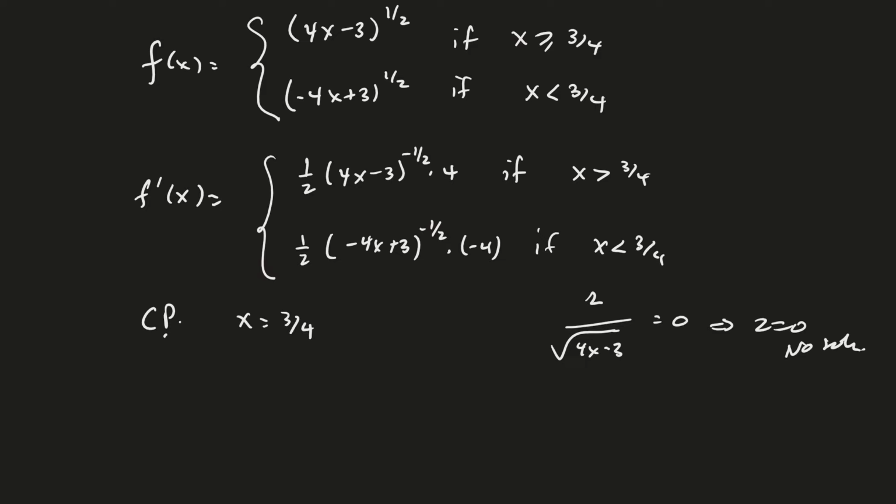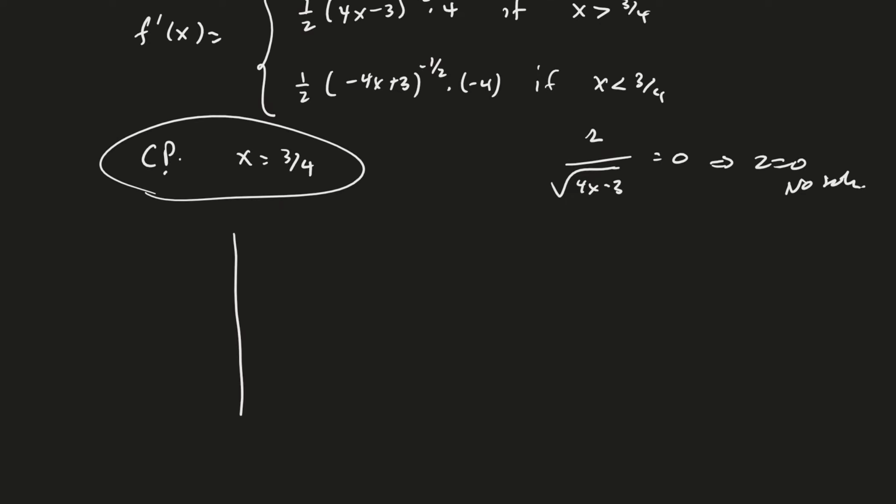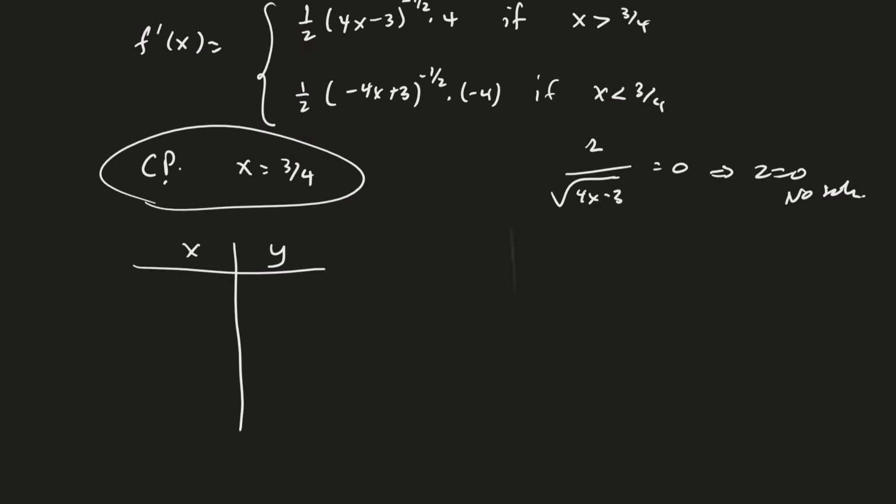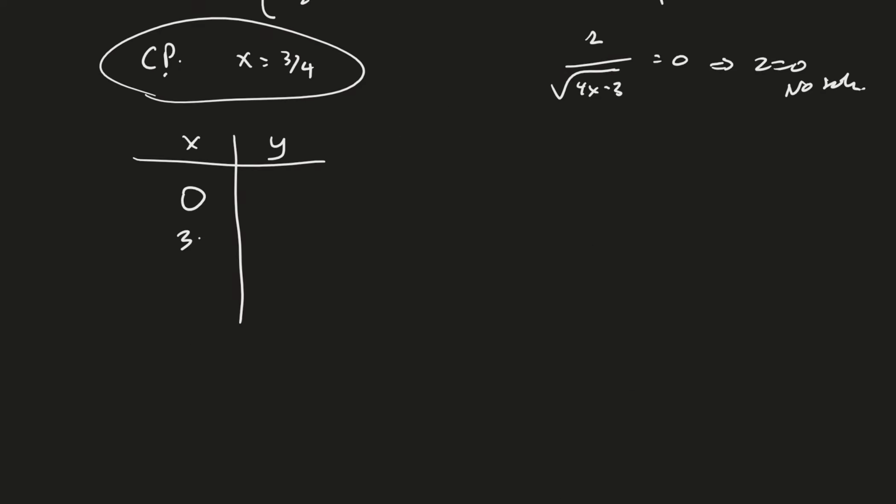And so now that's pretty much all the work, right? Because now we just have to build our table of x and y. Our interval was from 0 to 1, I believe, yes. So 0, 3/4, and 1. Plug those into your y value. f of x was equal to the square root of the absolute value of 4x minus 3, right? So 0 would be the square root of 3. 3/4 would be 0. And 1 would be 1.